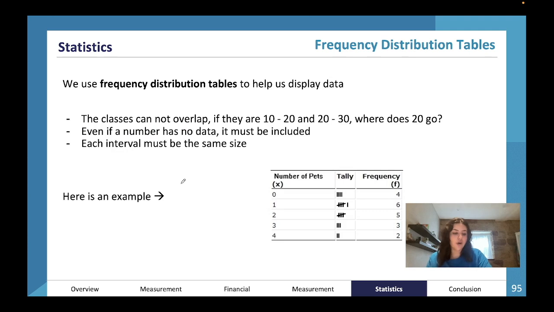Didn't leave the answer up, but categorical, ordinal. So moving on from that, we're going to talk about frequency distribution tables. This is a tool we use to help us display data. This is what it looks like.